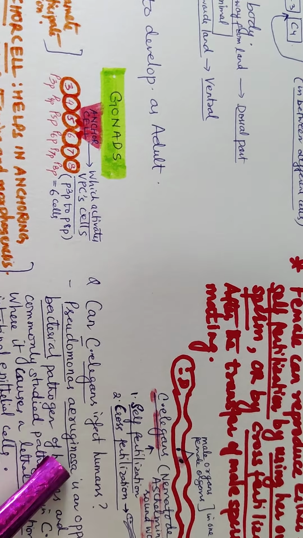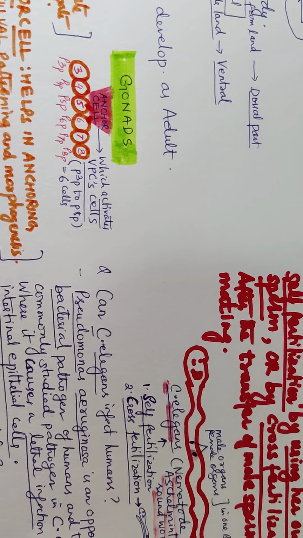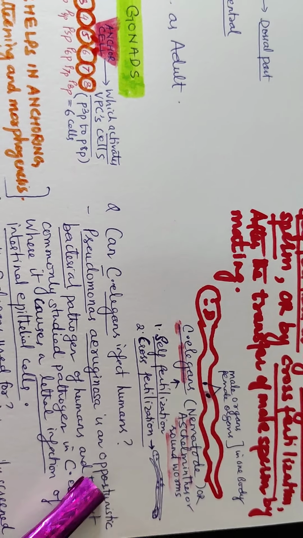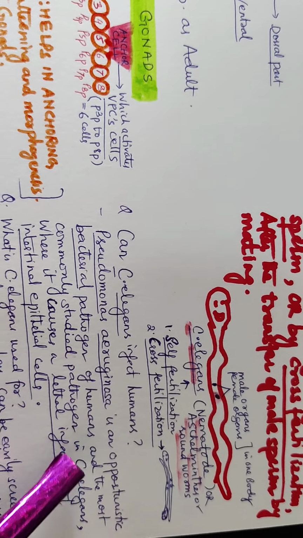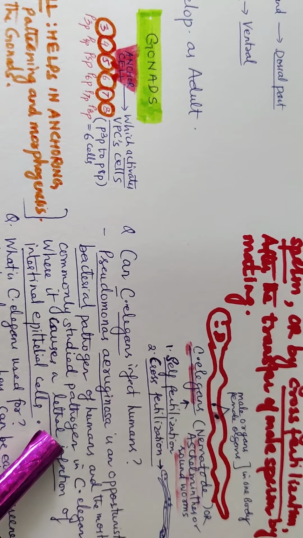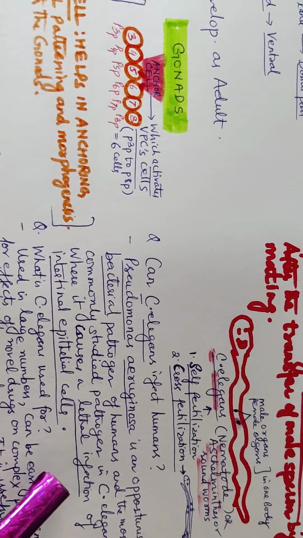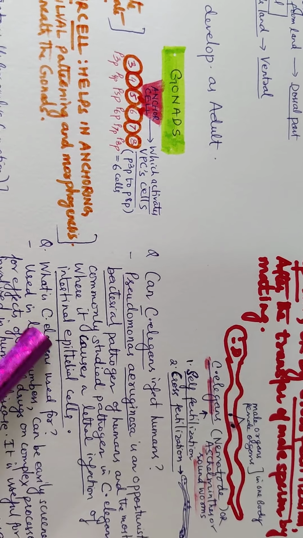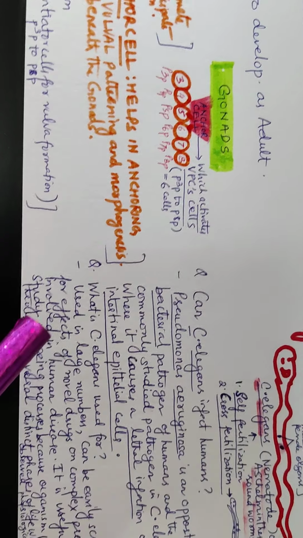Can C. elegans infect humans? Pseudomonas aeruginosa is an opportunistic bacterial pathogen of humans and the most commonly studied pathogen in C. elegans, where it causes a lethal infection of intestinal epithelial cells of the body.